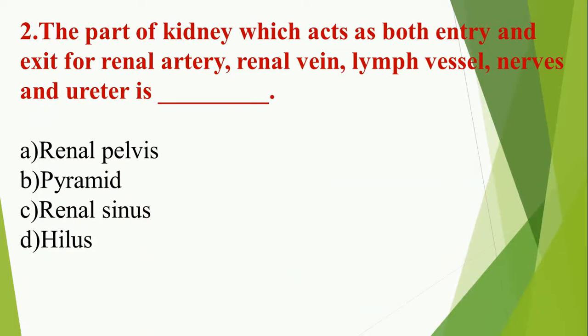Question number 2. Part of kidney which acts as both entry and exit for renal artery, renal vein, lymph vessels, nerves and ureter. The only thing which acts as the entry and exit of all this is, yes, option D, hilus.